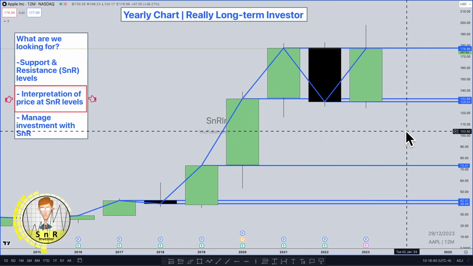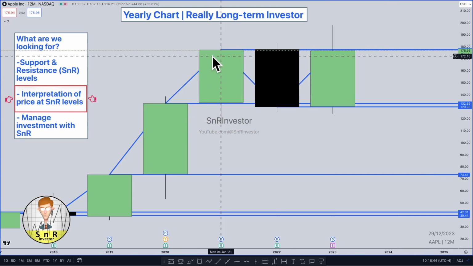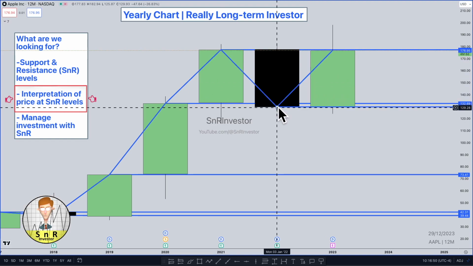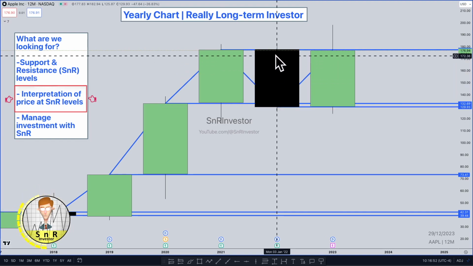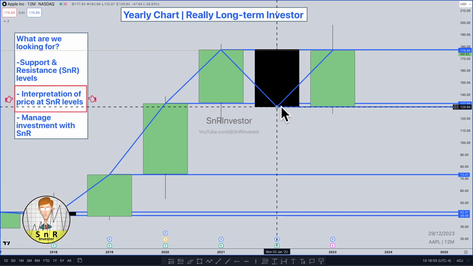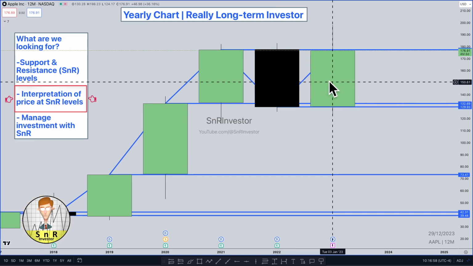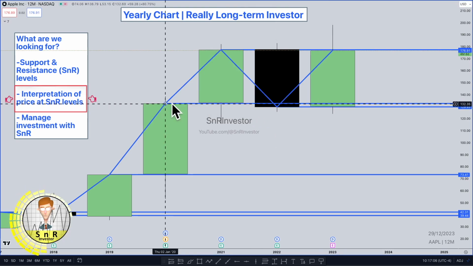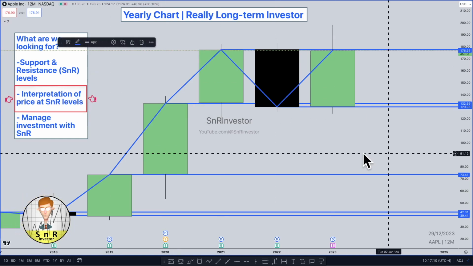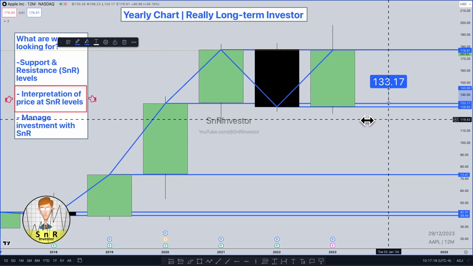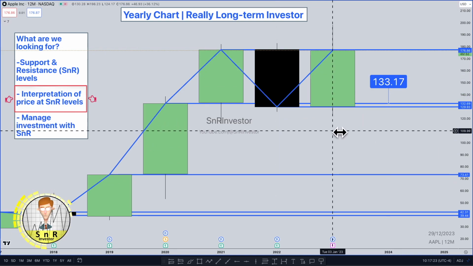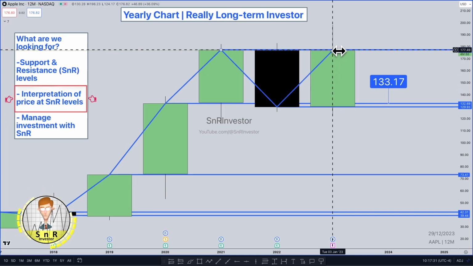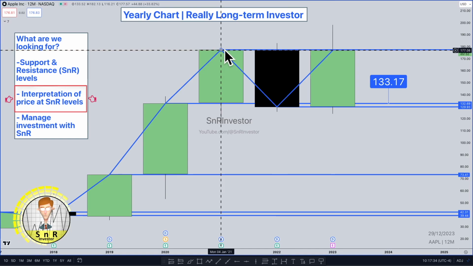So we start from the most recent events that happened. In 2021, price formed a resistance level, and in 2022, the Apple price was a down candle for the year. Early this year, Apple price broke a support that had stern resistance that was formed in 2020, this level over here, at this price, $133, and price has made an up move all the way to the resistance that was formed in 2021.